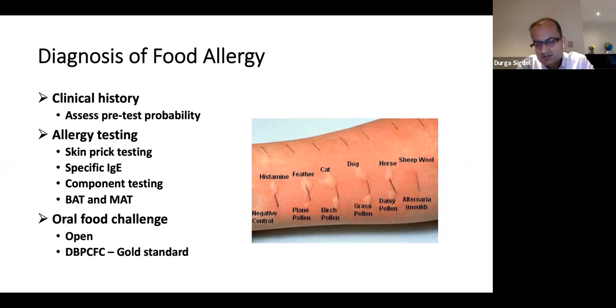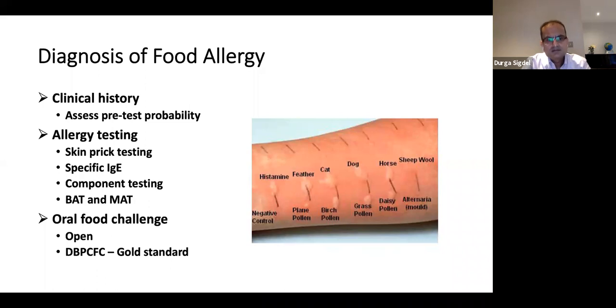In certain circumstances, you may not be able to do skin prick testing. As I mentioned earlier, if there is no area of skin available for skin prick testing, you can do a specific IgE. Or if the child has severe allergic rhinitis or other symptoms, and cannot stop antihistamine for 4 to 5 days for skin prick testing, you can order a specific IgE. For the specific IgE, 0.35 kilo international units per liter is the cutoff. If the result is above 0.35, it is considered positive, and less than 0.35 is considered negative.